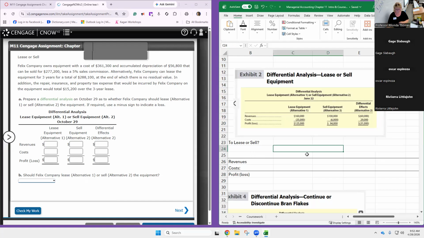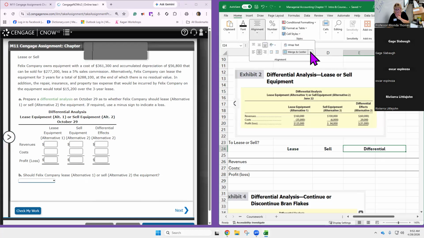Okay, so we have lease. So I'm going to put lease here. And then we have sale or sell, and then we have the differential. Let's just line it up like they are. Lease, sell, and then the differential. And this is the differential as of the alternate, the second alternate. Let me put this unmerged here. There we go. Okay.